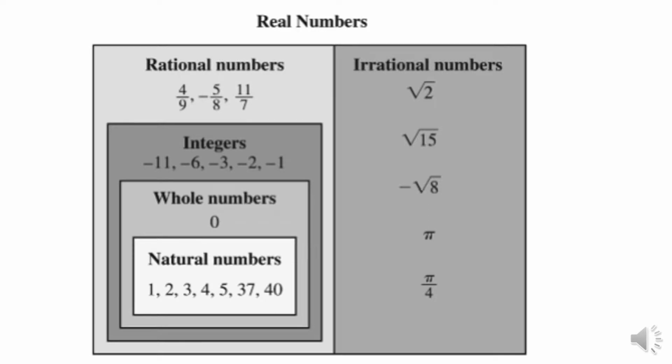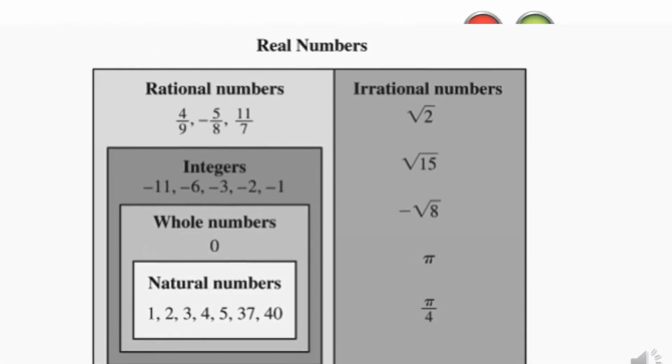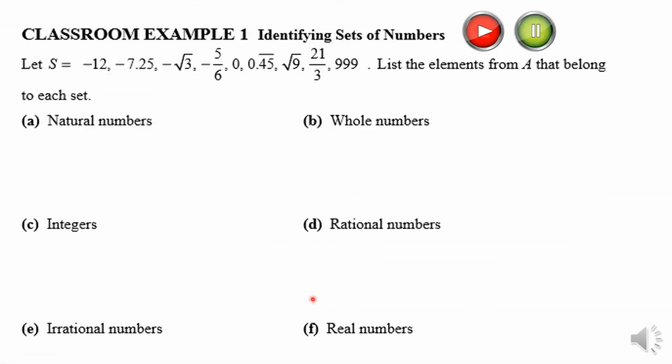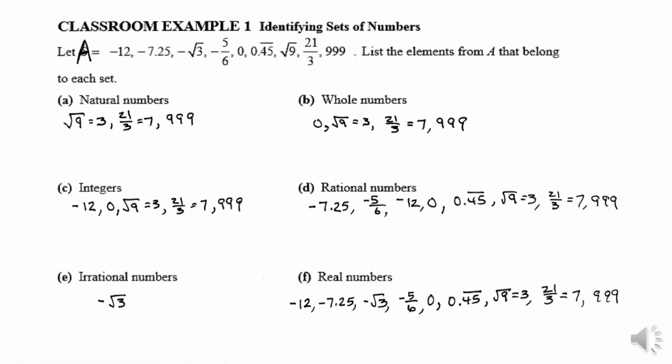Here's a Venn diagram illustrating the relative inclusions of these numbers. Note that the rational numbers and the irrational numbers are in fact disjoint sets. Here's a first classroom example. You're given a set of numbers here, and you're to list the elements from that set that belong to each of the following sets. Feel free to pause the video and we'll see how you did. Here are the answers that I got. Ask questions if you have questions about any of these.